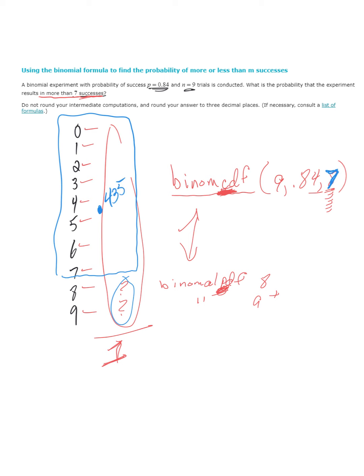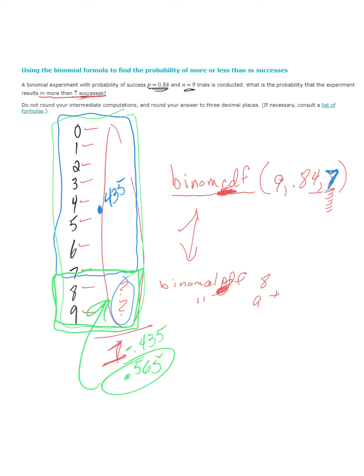Okay? Which means these two down here should be 1 minus 0.435, which would be 0.565. These two down here, because this whole thing right here has got to add up to 1. All right, so the probability of getting 8 or 9 should be 0.565. And if I'd have done this and found these two separately and added them together, I should get that same number.